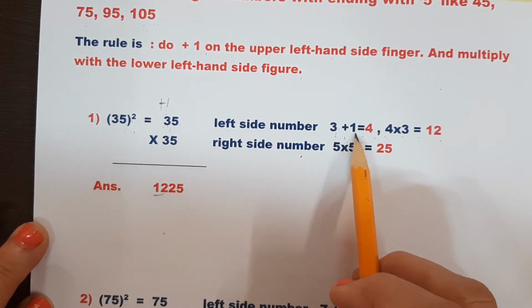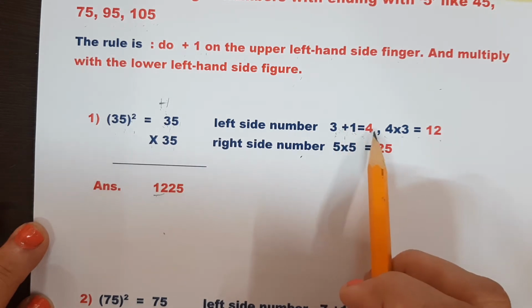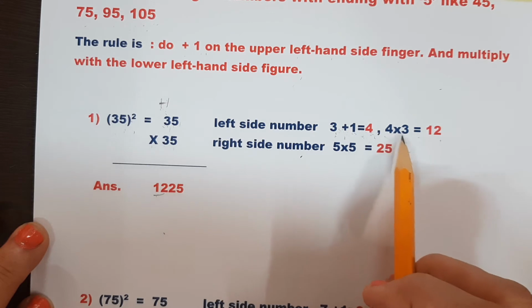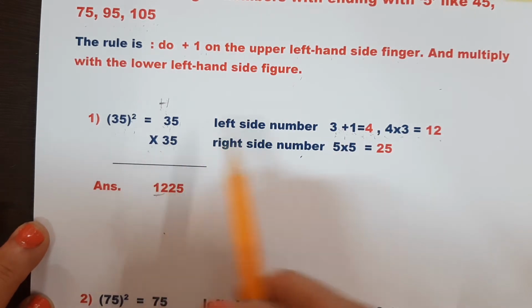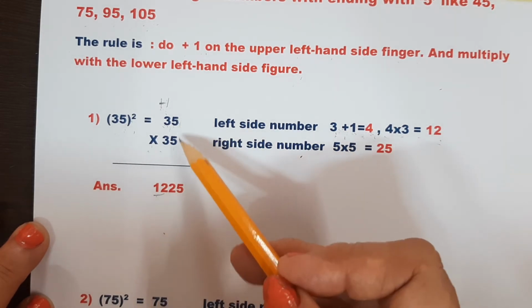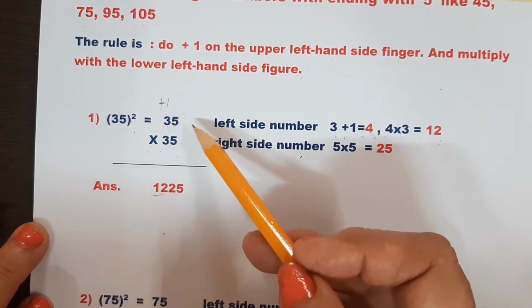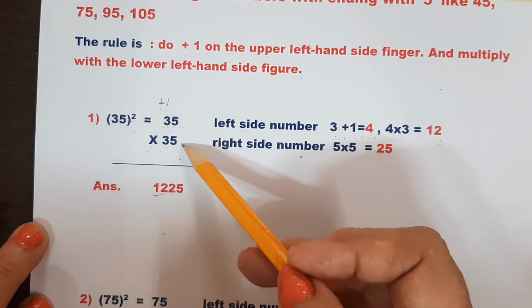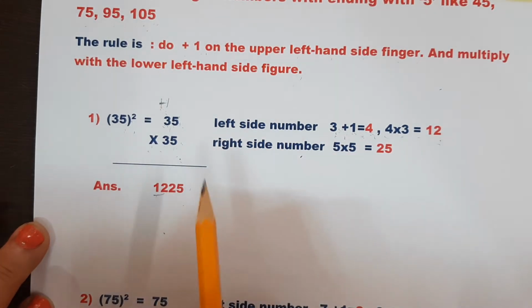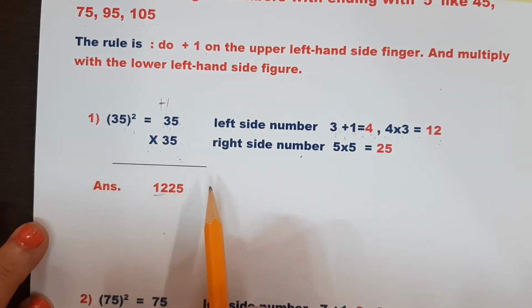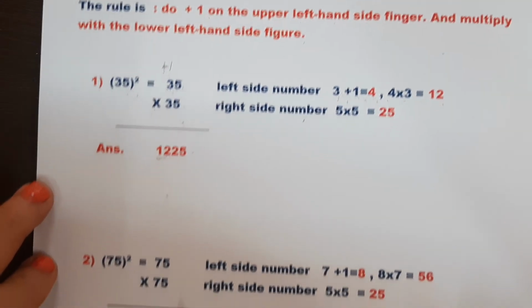Adding 1 is compulsory, it's a rule. So the answer will be 4, then you multiply it by 3, the lower left hand side figure. It's 12. And these 5 and 5, it is compulsory, since the end figure is 5, the answer will be 25. In each and every such figure, your right hand side answer will be 25. It is very easy, you just understand the rule and follow it. Okay, now we will go further.